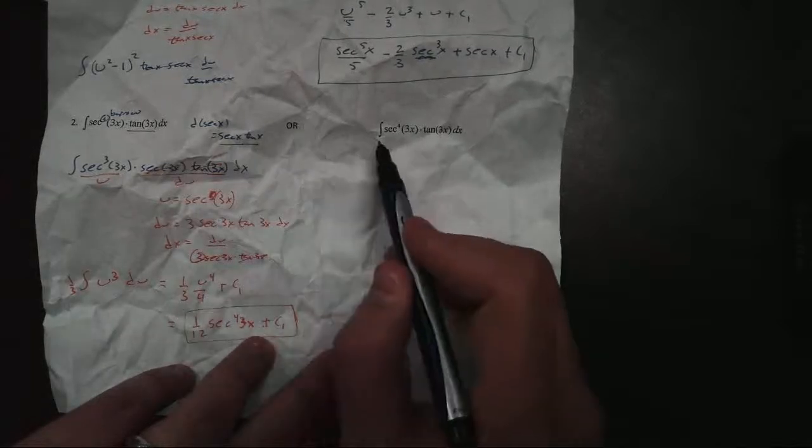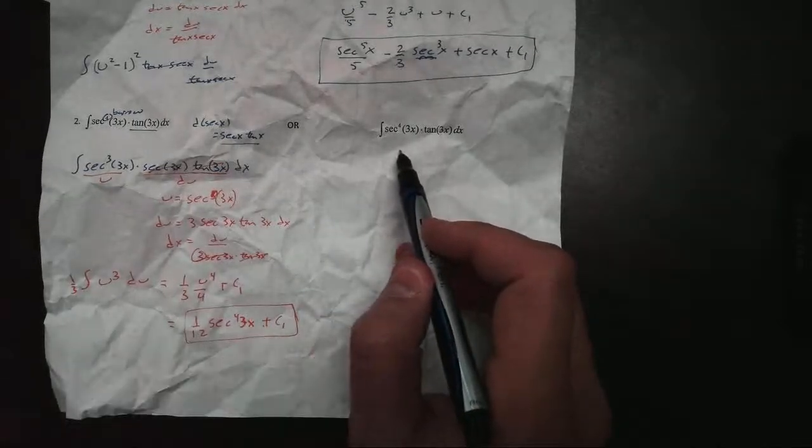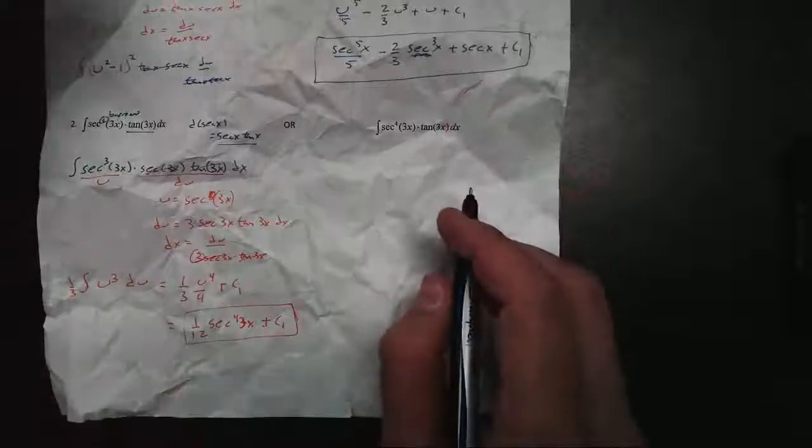Alright, welcome to part 2. Now we're going to take a look at the same problem from number 2 in a different method. So what we're going to do here is look at, instead of the derivative of secant, the derivative of tangent. Well, the derivative of tangent is secant squared of x.